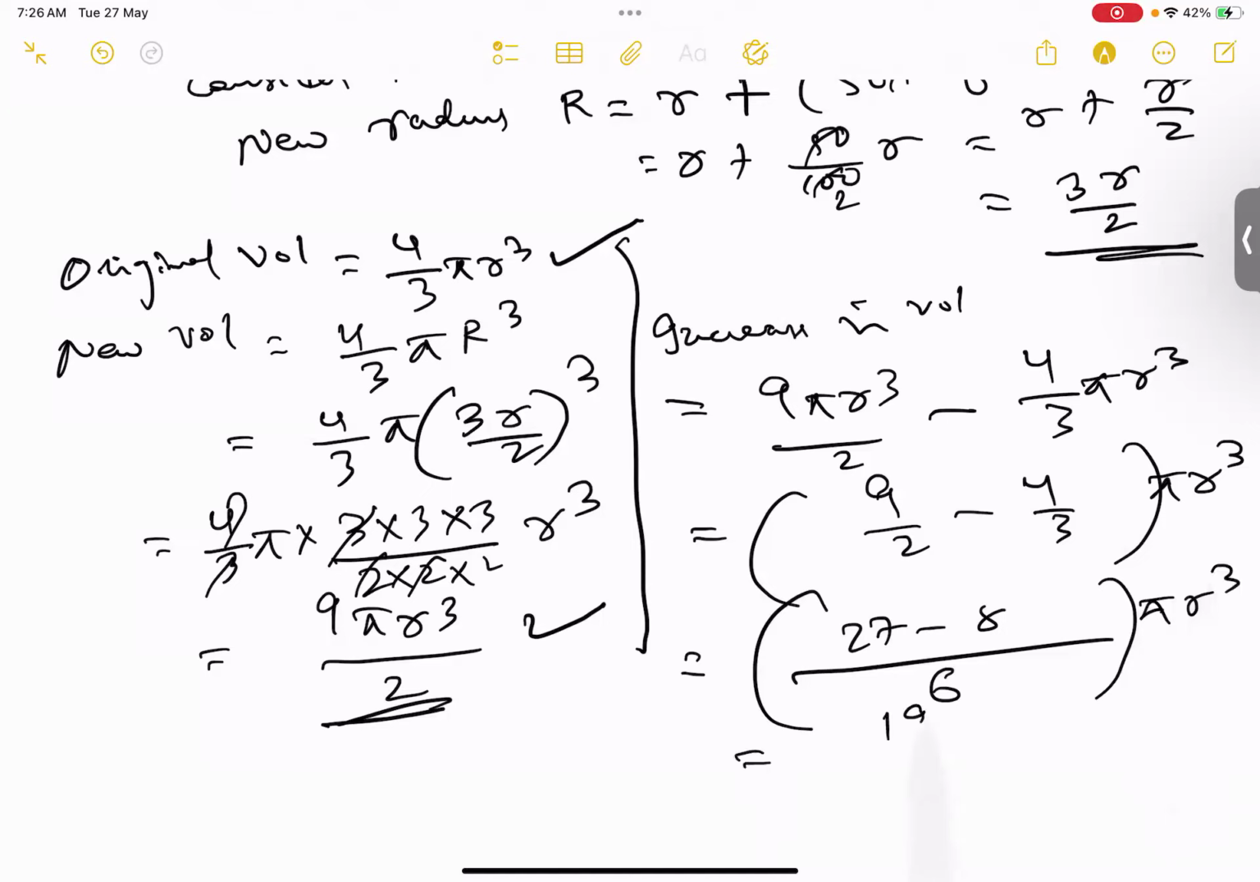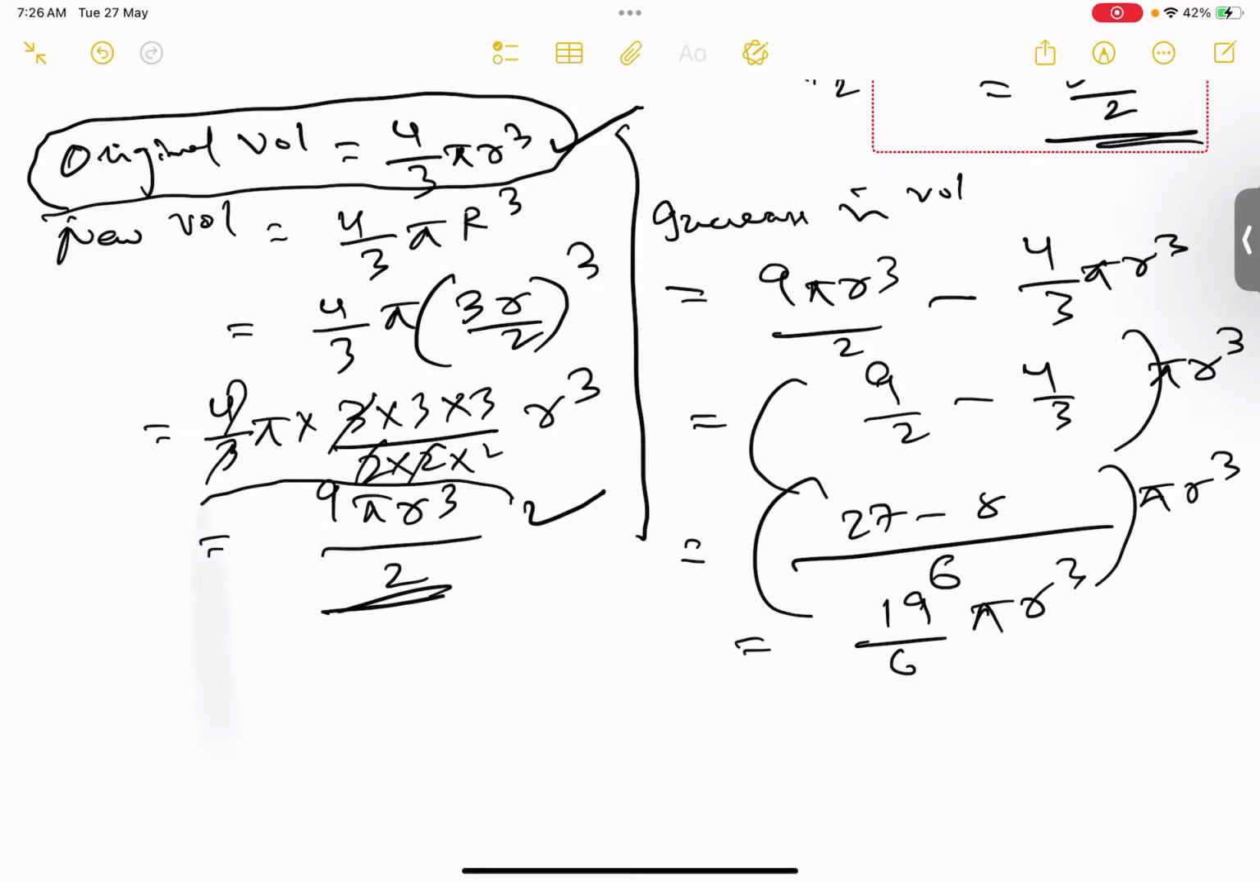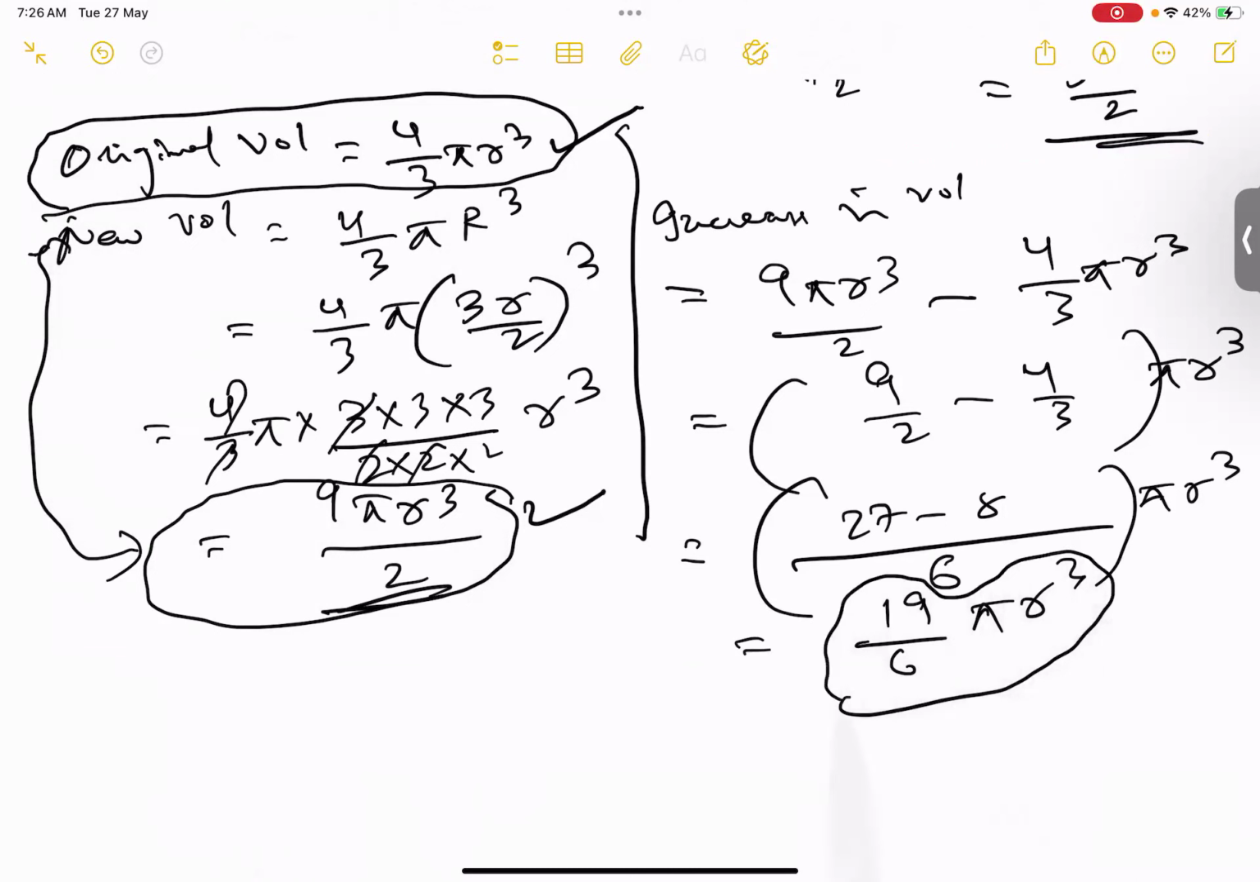Is equal to 19 by 6 by r cube, right? So this is the increase in the volume. So this was the original volume, and by increasing the radius by 50%, the new volume of the sphere becomes this much. Now the difference between these two, how much volume has been increased? This is 19 by 6 by r cube. Now percentage increase will be nothing but the difference divided by volume into 100%, right? This is how we find the percentage.